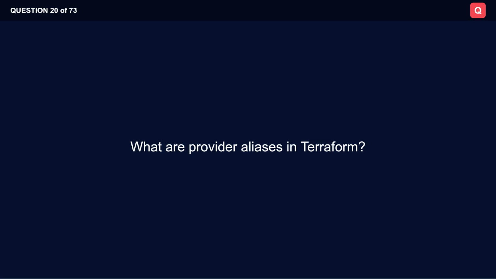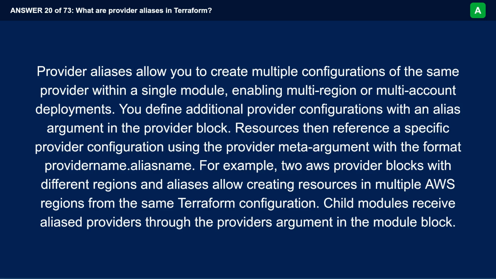What are provider aliases in Terraform? Provider aliases allow you to create multiple configurations of the same provider within a single module, enabling multi-region or multi-account deployments. You define additional provider configurations with an alias argument in the provider block. Resources then reference a specific provider configuration using the provider meta-argument with the format provider_name.alias_name.